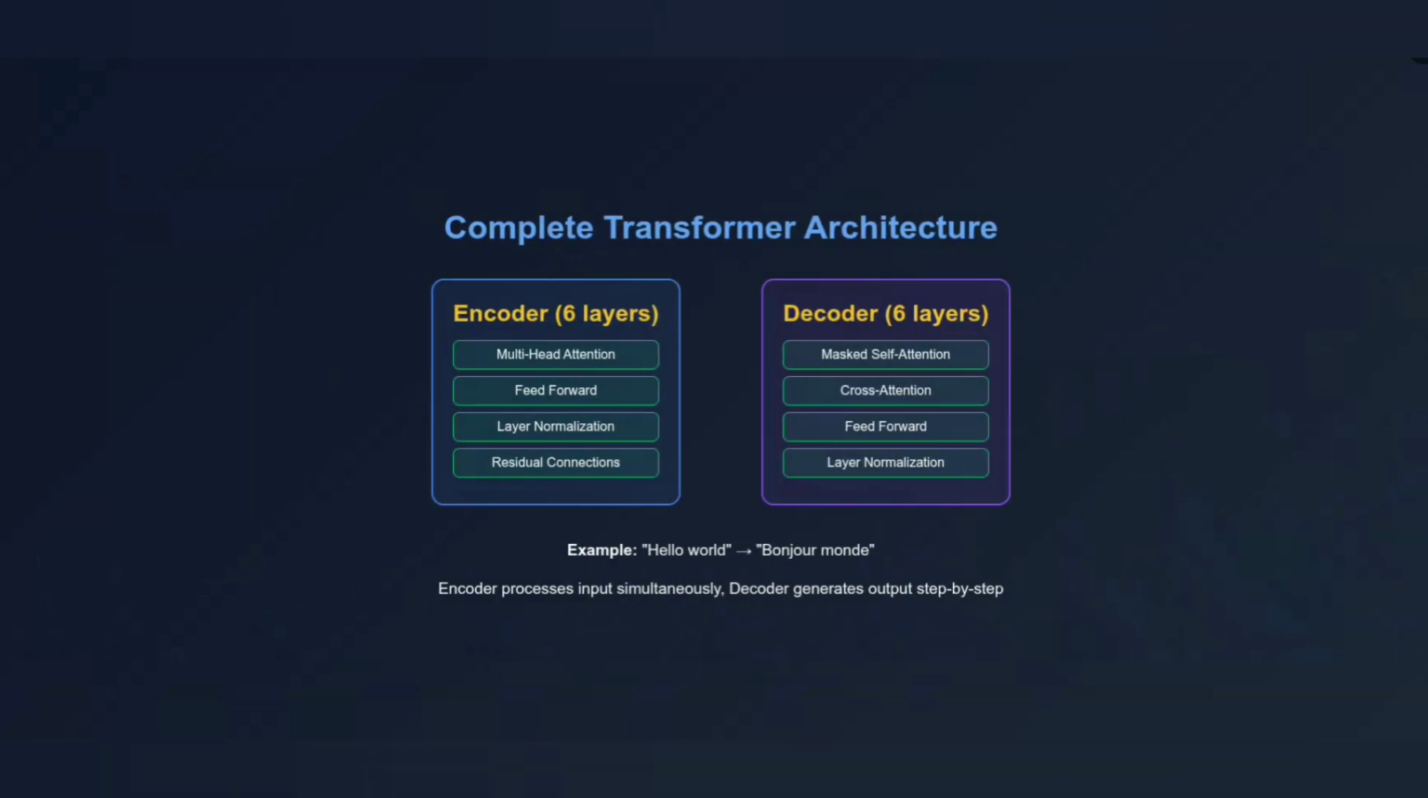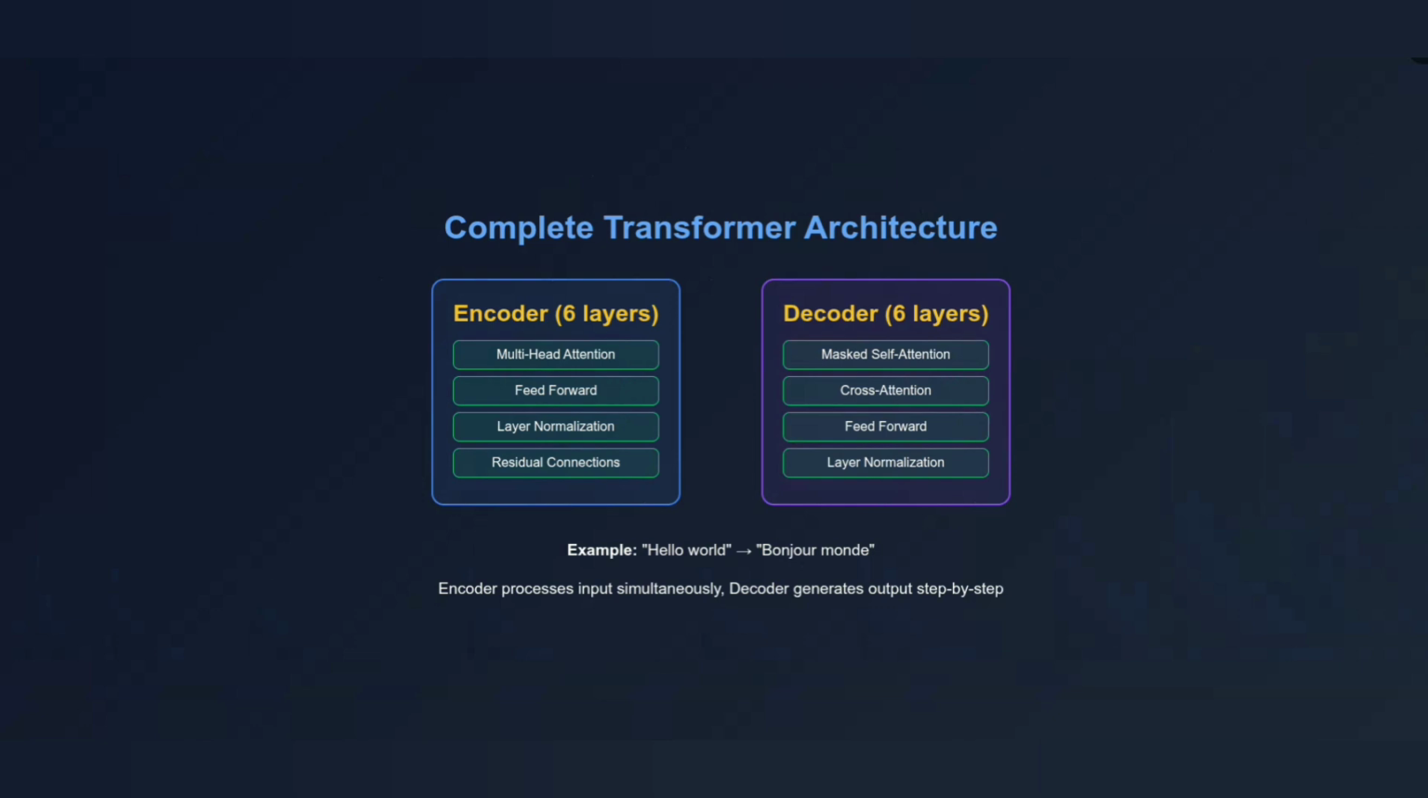Now let's walk through the complete transformer architecture. The encoder consists of 6 identical layers, each with 2 sublayers, multi-head self-attention and a position-wise feed-forward network. Each sublayer has a residual connection followed by layer normalization. The decoder also has 6 layers, but with an additional masked self-attention layer. This masking is crucial. It prevents the decoder from cheating by looking at future tokens during training. When generating text, the model can only see what it has generated so far.